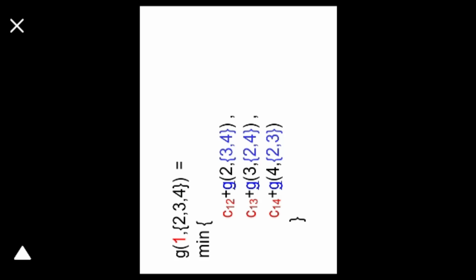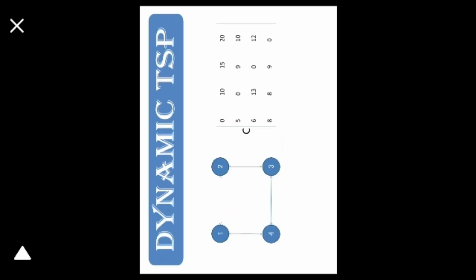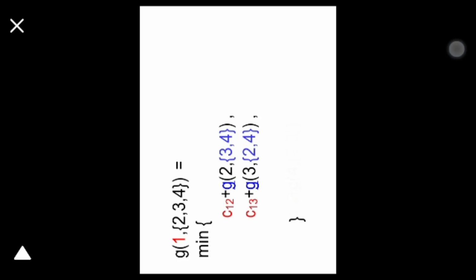Now C12 means, directly from the cost matrix we can find C12, first row second column, that is 10. C13 means from 1 to 3, first row third column, 15. C14, first row fourth column, that is 20. So the cost matrix value can be determined directly. C12, C13, C14 can be directly captured from the cost matrix.